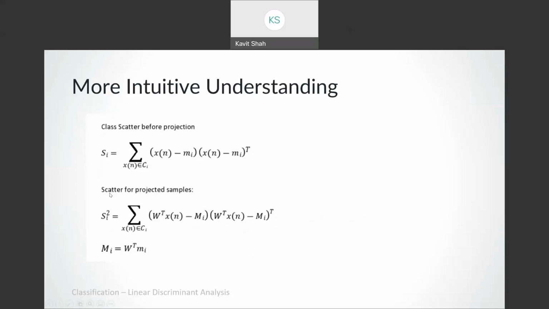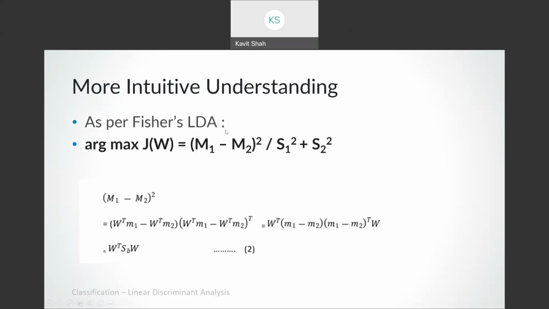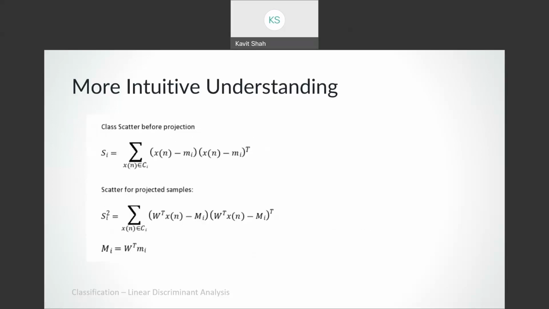Now we would also like to change this S1 square plus S2 square, which is the denominator term, in terms of W as well. So we could write Si, the class scatter before projection, which is basically the formula for calculating the covariance matrix, as the summation of xn minus mi times xn minus mi transpose.